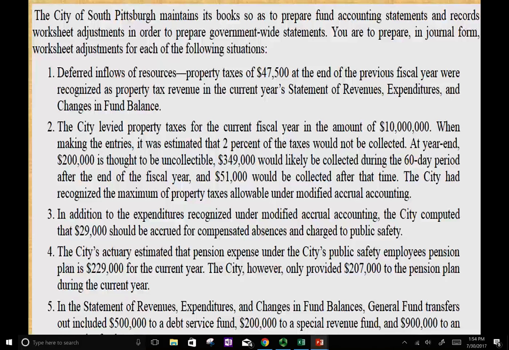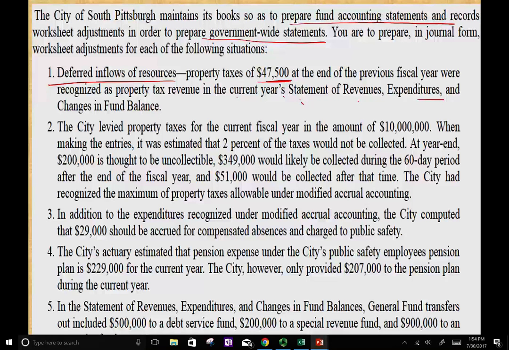The city of South Pittsburgh maintains its books so as to prepare fund financial statements and records worksheet adjustments in order to prepare government-wide statements. You are to prepare in general form worksheet adjustments for each of the following situations. So you have to read those carefully. Deferred inflow of resources. Property taxes of $47,500 at year end of the previous fiscal year were recognized as property tax revenue in the current year statement of revenues, expenditures, and changes in fund balance. So what do we need to do? What are we told here?